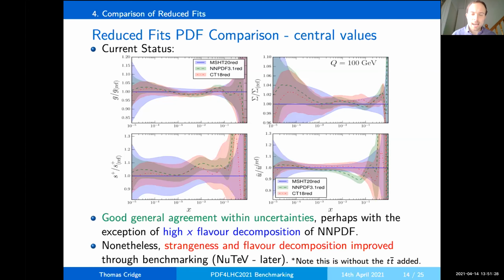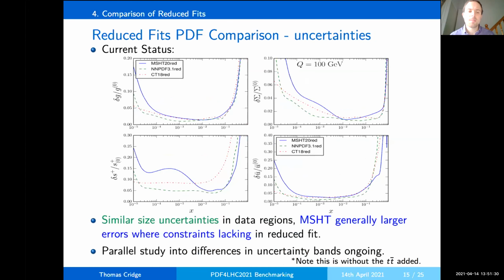So if we move on to the next slide, you can see the uncertainty comparison. Basically, you see very similar size uncertainties in the data regions for the reduced fits. That's obviously very reassuring. MSHT generally have larger uncertainties in the regions where there aren't constraints in this reduced fit, so the low x, for example. And there is a parallel study ongoing into the differences in the uncertainty bands, but I'm not going to reference this further here because of time.